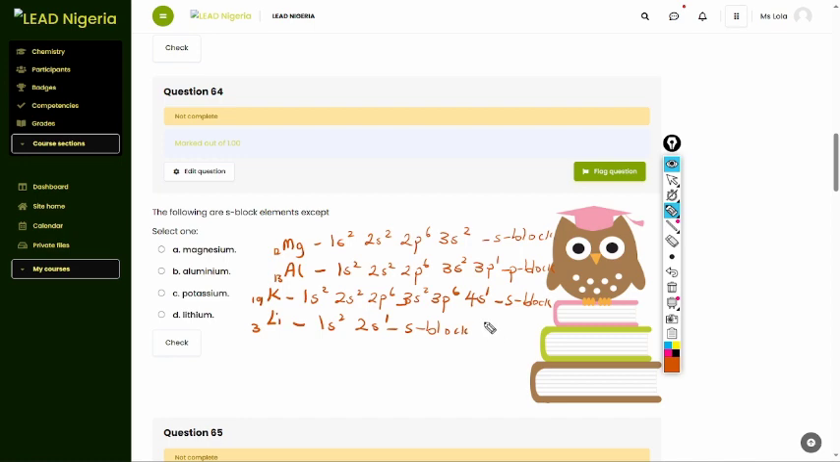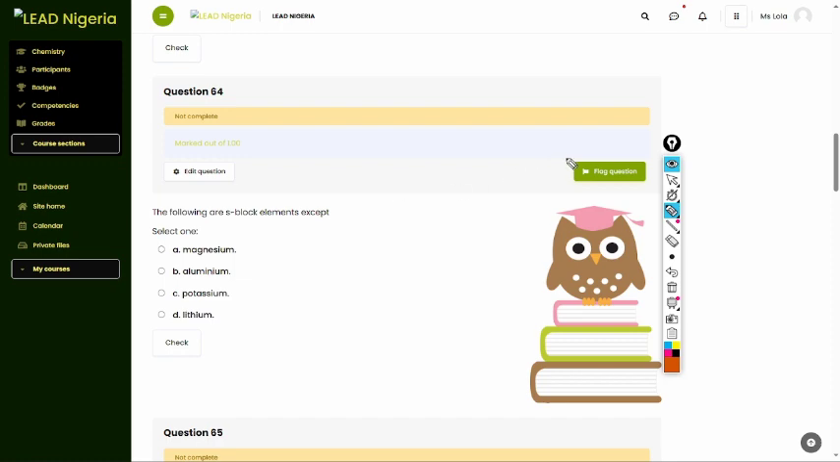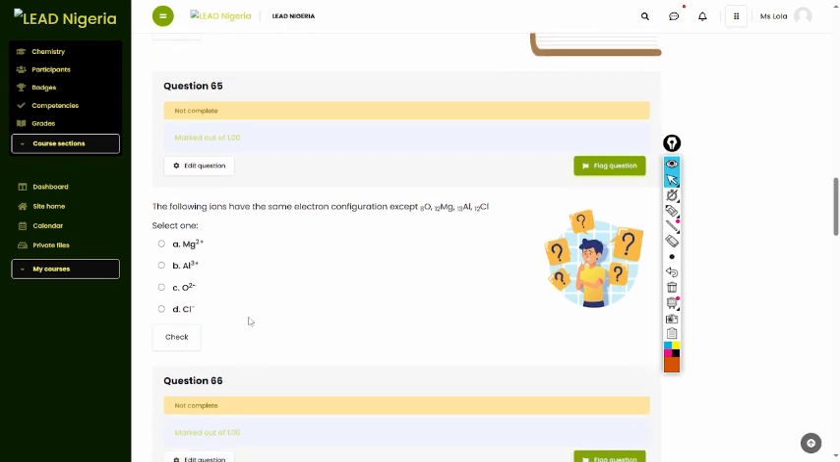So the only odd one out here is aluminium, which is a P block element. So the correct answer is B. We'll go with B. The following ions have the same electron configuration, except, okay, let's find out what the configuration of the ions of these elements is.